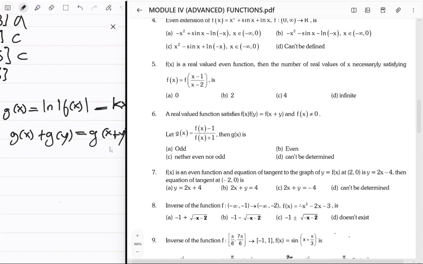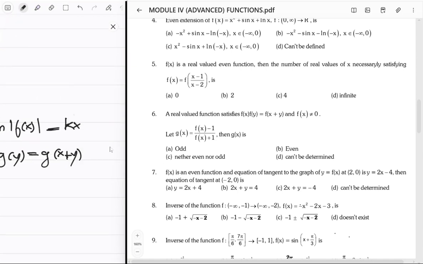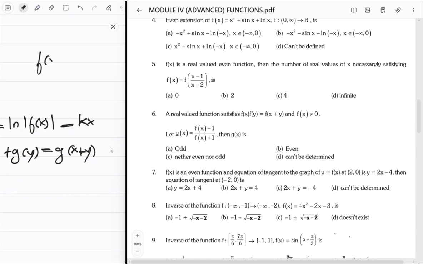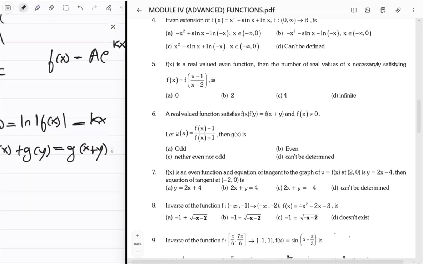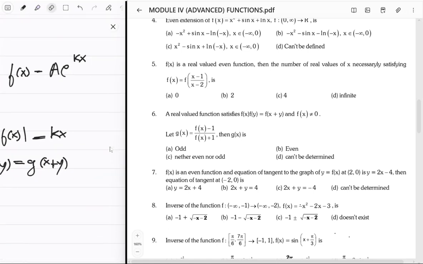Well, anyway, a guess would be that this thing is equal to kx. So what does that mean? f of x is just equal to e power kx. Wait, something's going wrong. It's like plus minus e power kx. That should probably work, I guess, which is basically plus minus a power x. Okay, that's what f is.